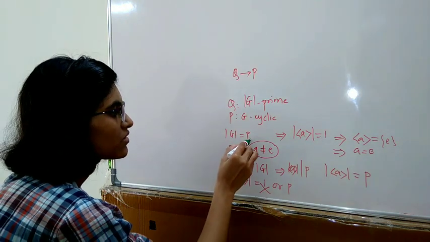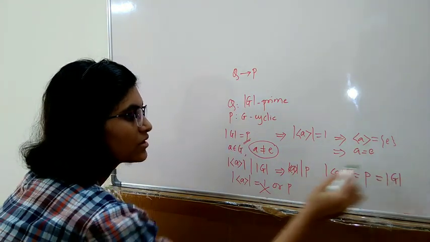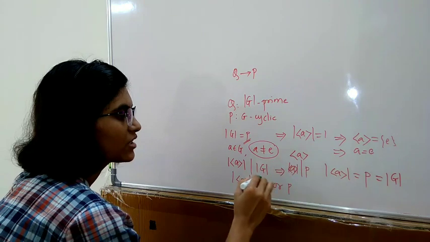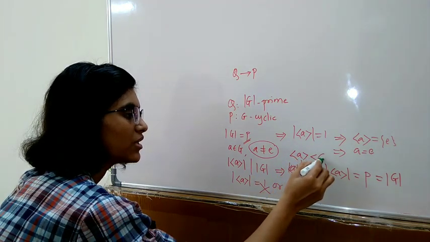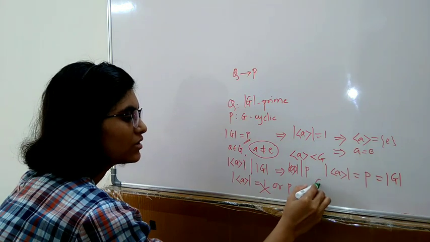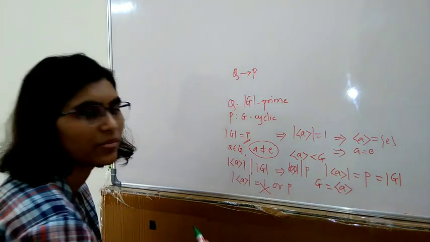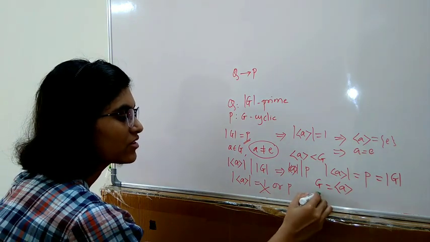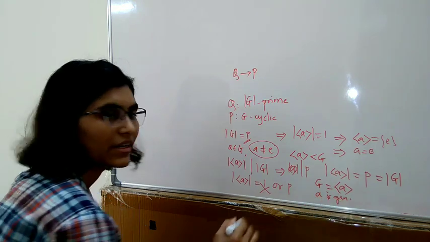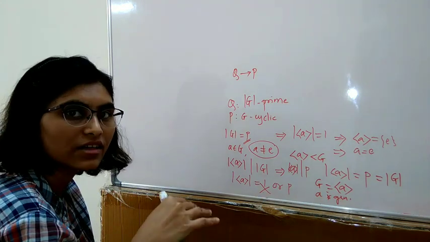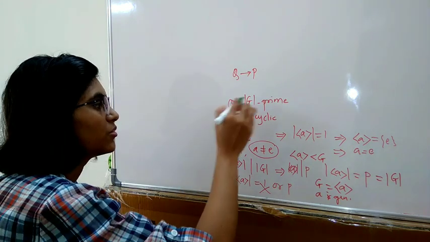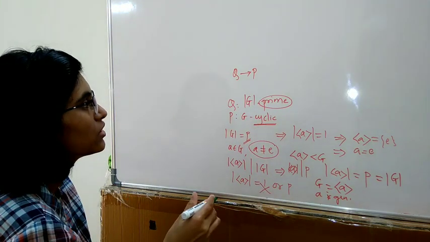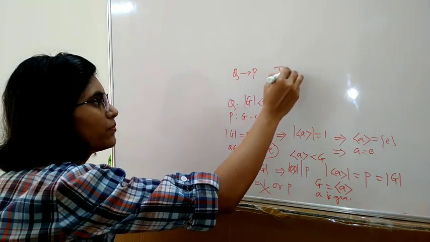Now what is p? p is nothing but the order of the group. So the subgroup generated by a is a subgroup of G and they have the same order. That means G must be equal to the subgroup generated by a. So a is a generator for the group G, and hence G is cyclic. Remember this: whenever we have prime order, that G must be a cyclic group. So Q implies P is true.